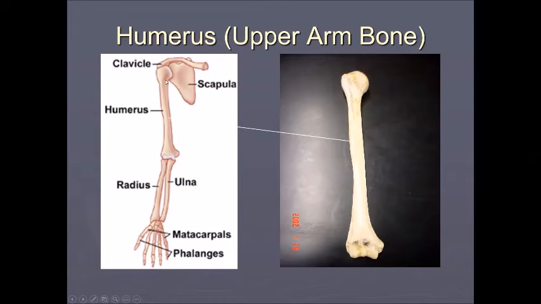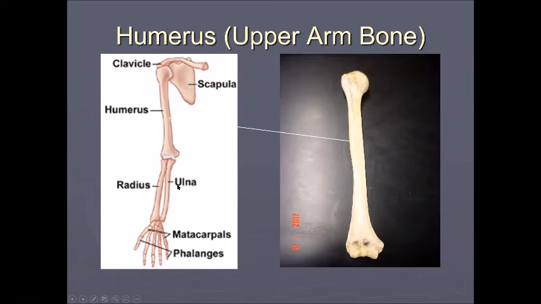Okay, this long bone here is called the humerus, and you have two bones you find in the lower arm. You have the radius and the ulna. Now, it's very important to remember which is which. The radius is going to be the one that's on the same side as the thumb, and the ulna is going to be, I guess, on the underside.